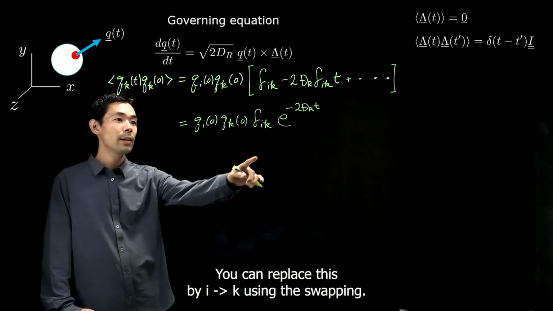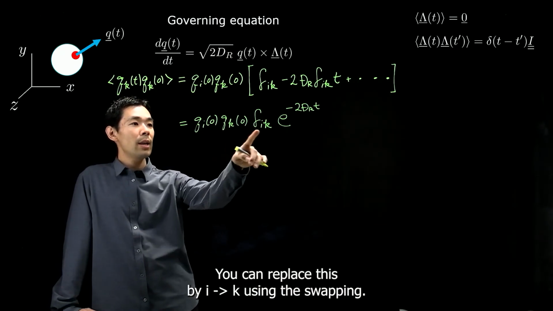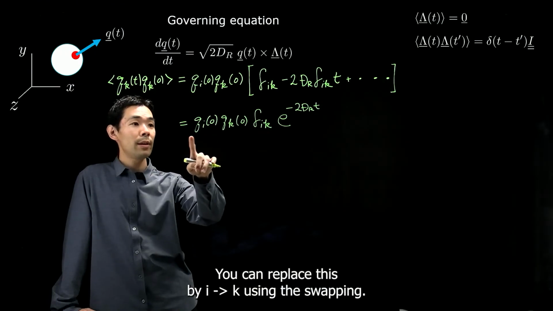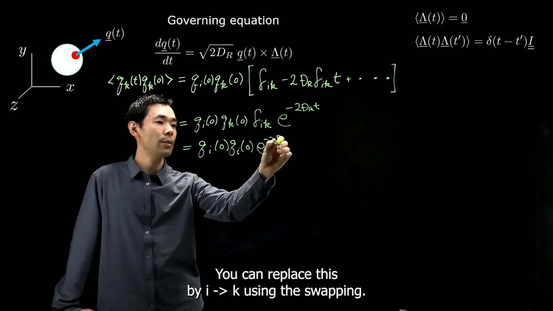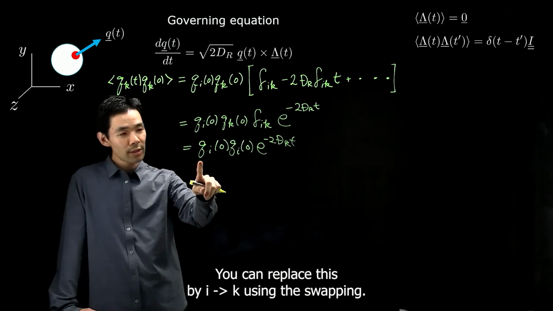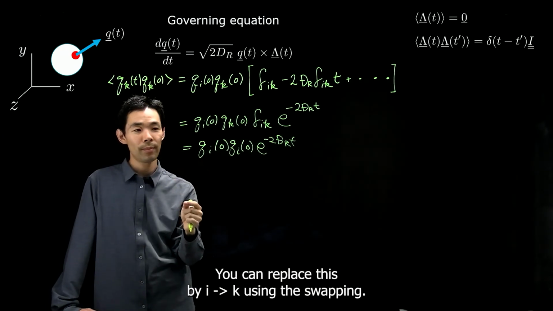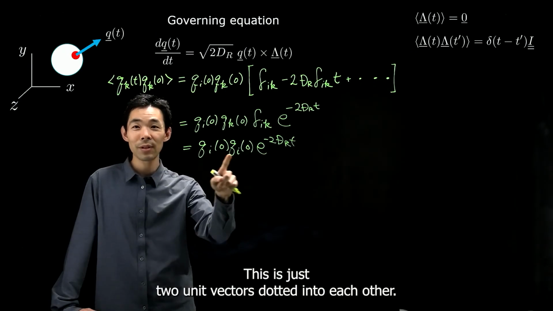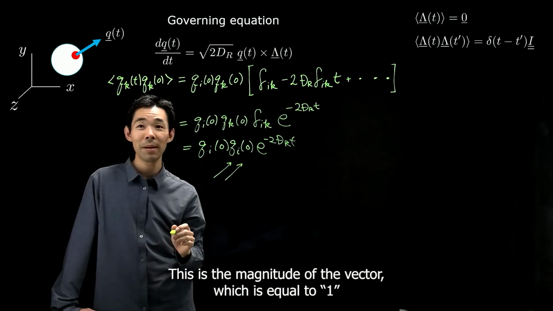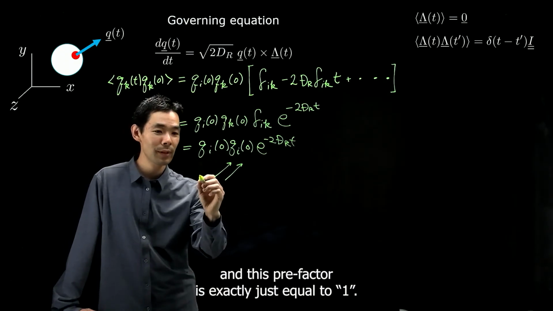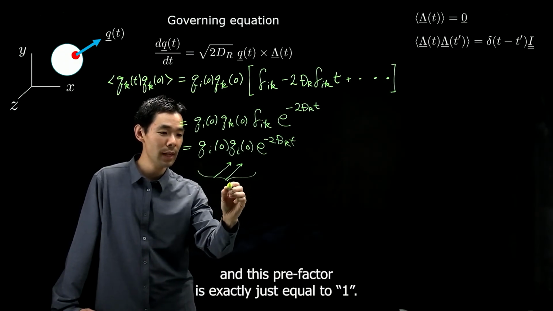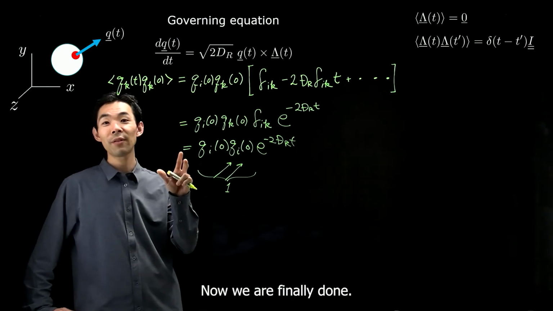We're almost done. So now you can replace this i and k using the swapping, right? So we have here i, k. So you swap it and you get. So now the orientation vector q is a unit vector. So this is just 2 unit vectors dotted into each other, okay? And that's just the magnitude of the vector, which is equal to 1. So in this particular case, this prefactor is exactly just equal to 1. Okay, so now we are finally done.